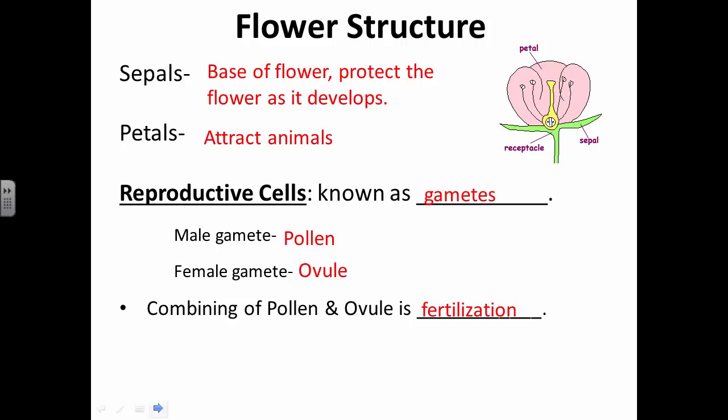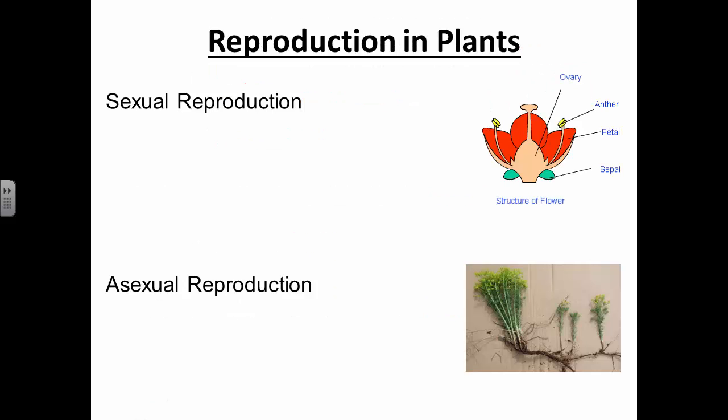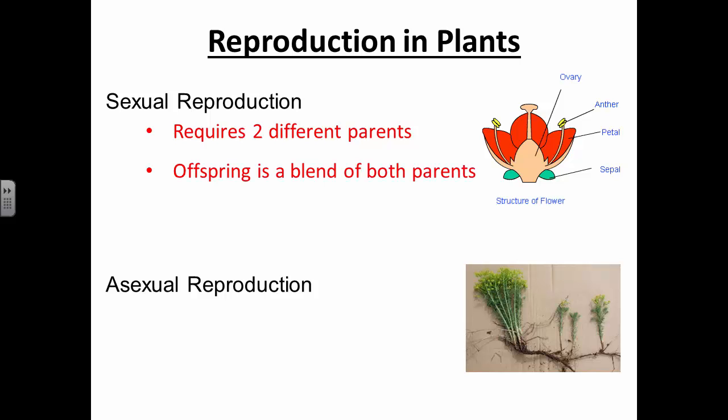When they combine, their genetic material merges, and then fertilization has happened. So that's a form of sexual reproduction in plants. It requires two different parents. We know that when the offspring grow, they have traits, characteristics from both of the parents, because some of their genes came from one parent and some came from the other. So they have a mixture of traits.